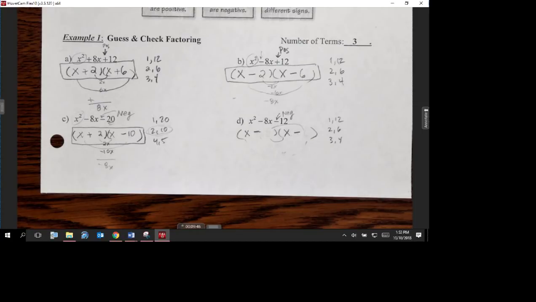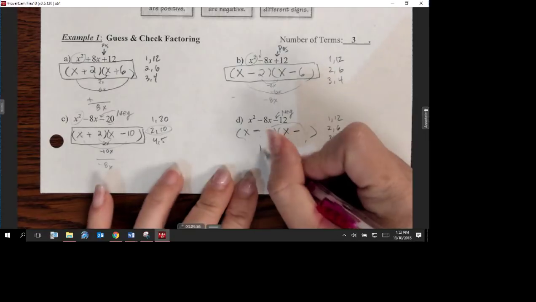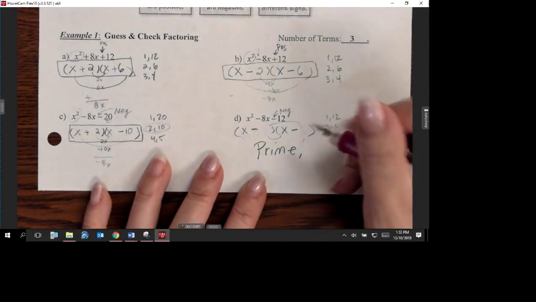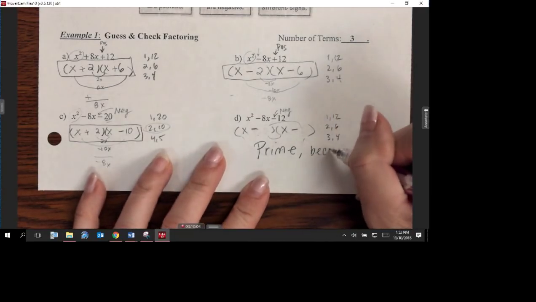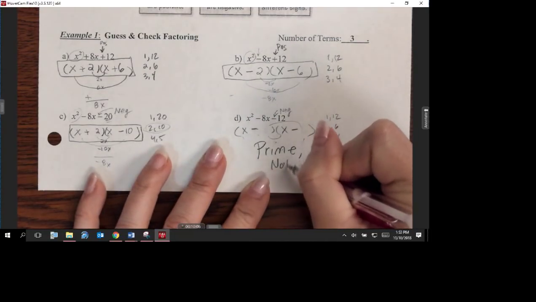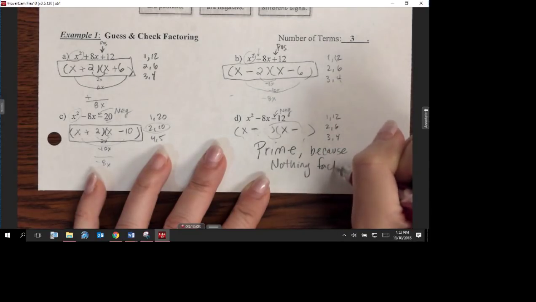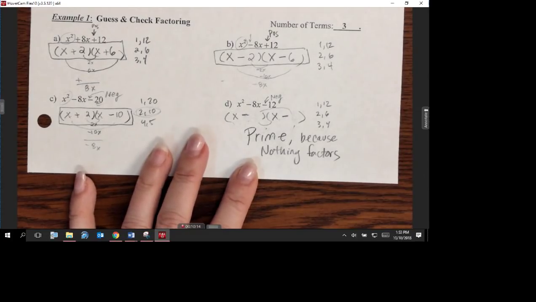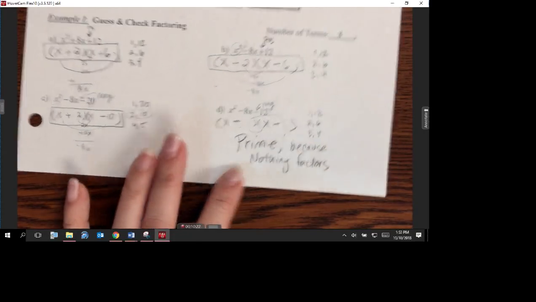What happens if it didn't work? No, we're not solving. So you're not going to say no solution. You would say prime. And we'll write this for notes. You can just say prime, but it's prime because it's not factorable. Because nothing factors. Yep, I gave you a trick. Sorry. That's why we guess and check. Because sometimes you're like, oh yeah, I get this, it's really easy, but then they don't check. You gotta be aware of that.